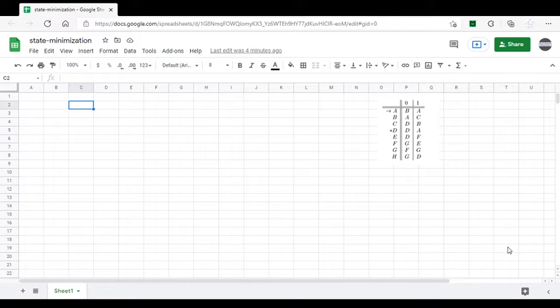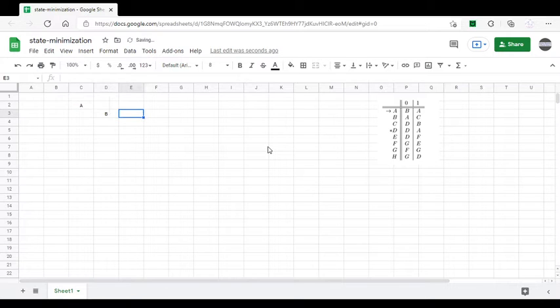So we have this from our homework problem, right? We need to minimize this DFA. Step one, draw your table. The way I do it is these A to H, those are my states. So I'm going to do the states diagonally. Let's do it in caps.